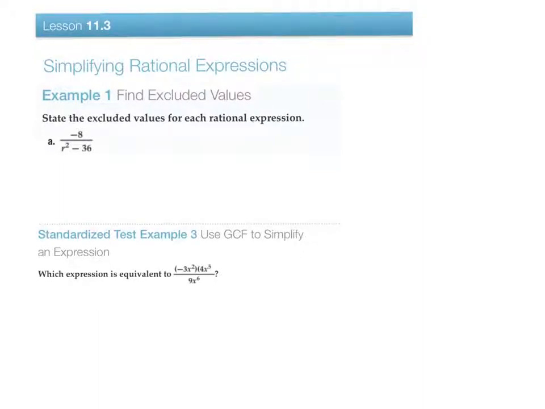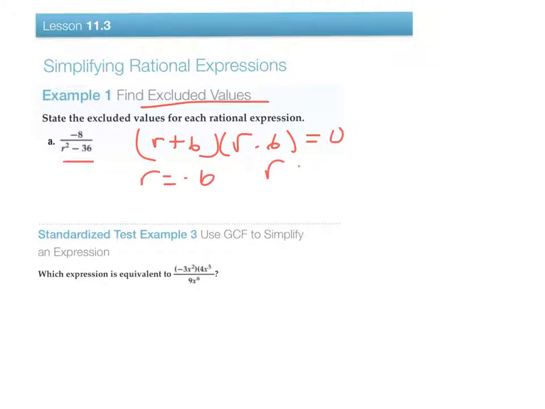To find an excluded value, when you have more than just one letter or number, we have to factor that. So I'm going to factor this, which is r plus 6 and r minus 6. And that equals 0. That's what we want to find, what letter. So first one was r will equal negative 6 and r will equal a positive 6. And those are the numbers that can't be. So those are the excluded values.